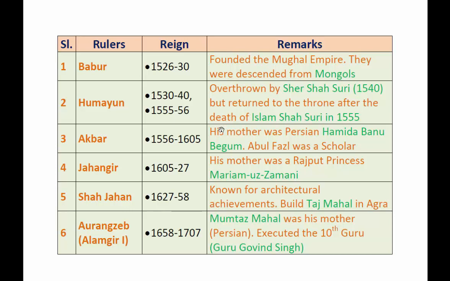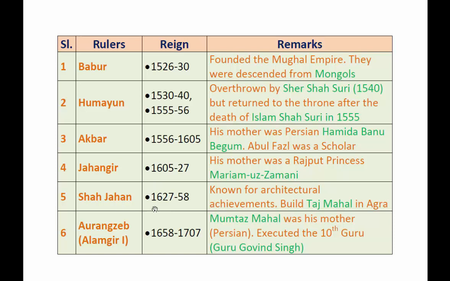Then Akbar. His mother was a Persian whose name was Hamida Banu Begum, and a very popular scholar during the time of Akbar was Abul Fazl. The next ruler was Jahangir, and the mother of Jahangir was a Rajput princess by the name Maryam uz Zamani. All right, then Shah Jahan.